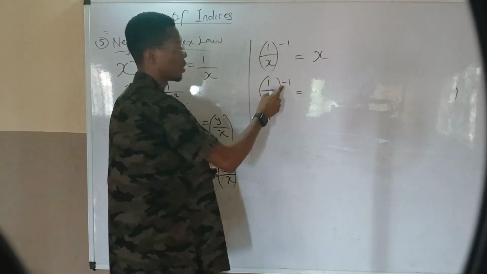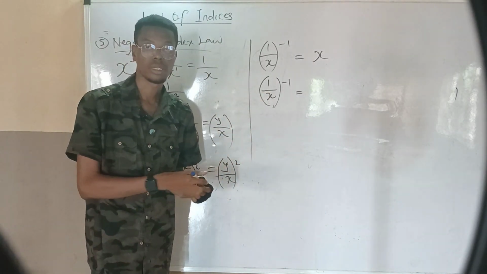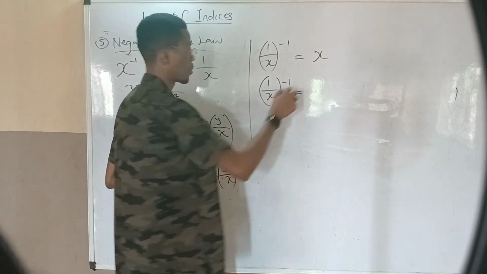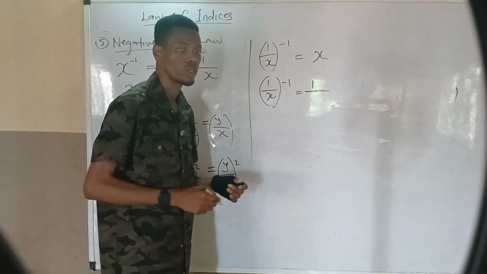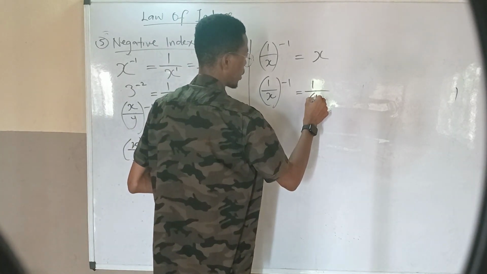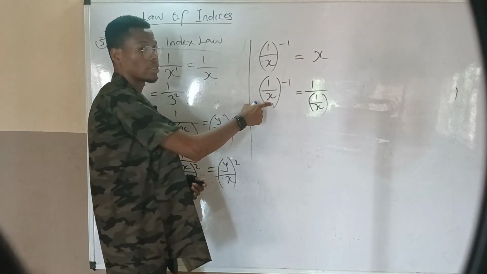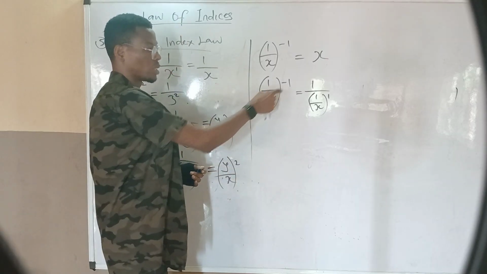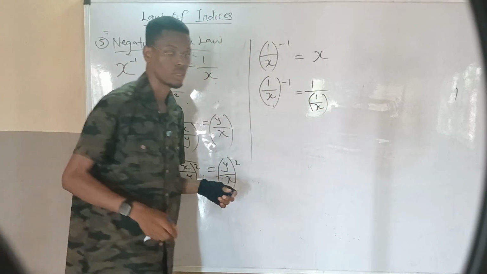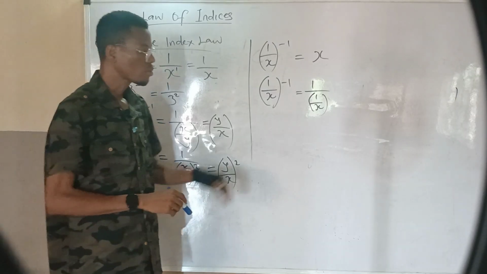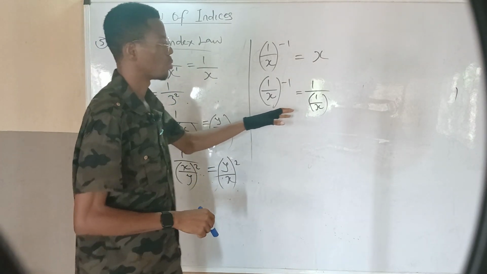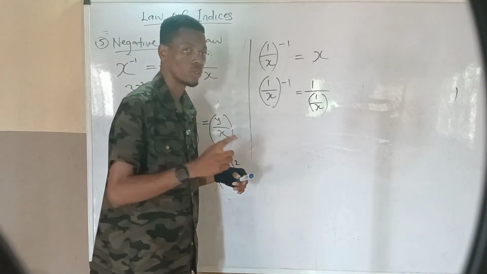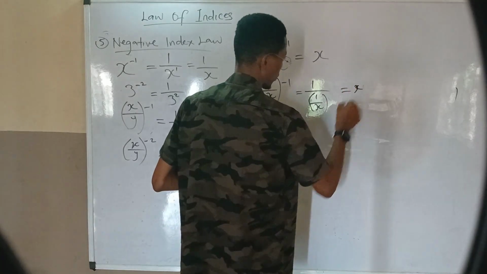So this is what happened. Remember I told you, whenever we have a negative index, it brings about a fraction, a reciprocal. So the reciprocal we have is 1 over 1 over x, raised to the power of 1. Are you getting it? Usually you don't need to put this 1, like I told you. Now in this case, what happened is there will be an exchange. And so this exchange results in giving us x as our answer.